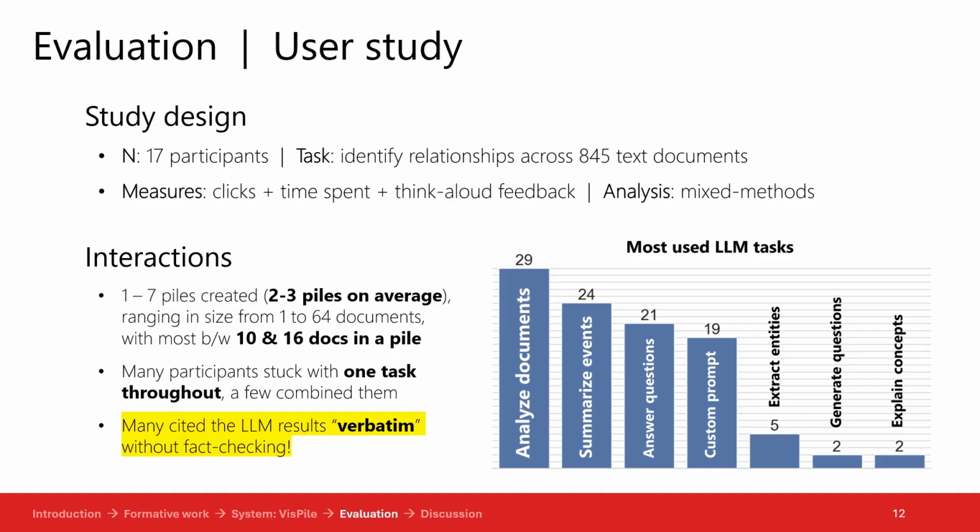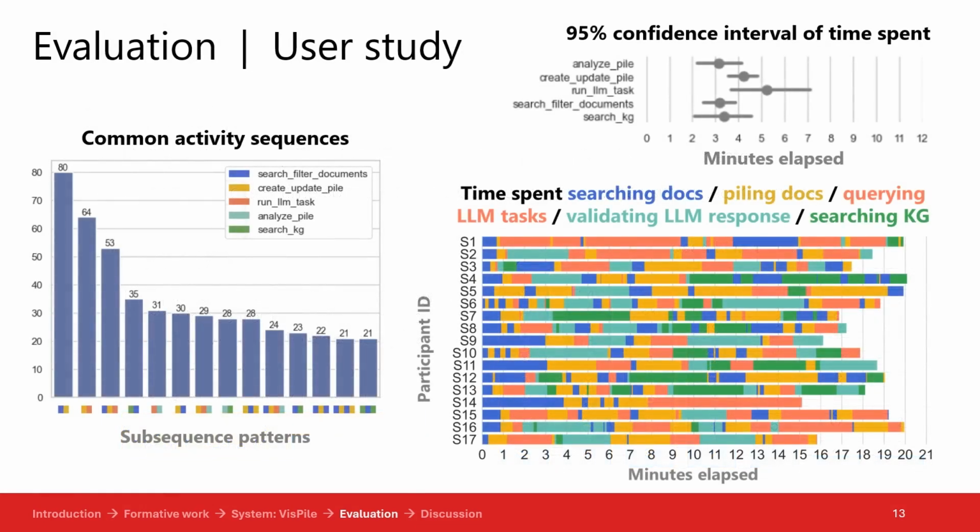Most participants favored one main task aligned with their sense-making approach. Interestingly, many users often cited LLM results verbatim without fact-checking. We also looked at participants' time spent on different activities. We observed a common workflow: searching for documents, piling them, running LLM queries, then validating the results. But this wasn't the only one. Some participants focused more on searching, reading, and piling documents, while others prioritized LLM tasks and knowledge graph fact-checking.